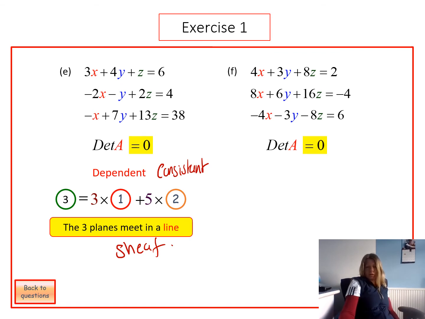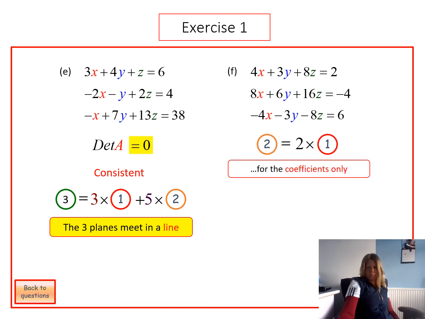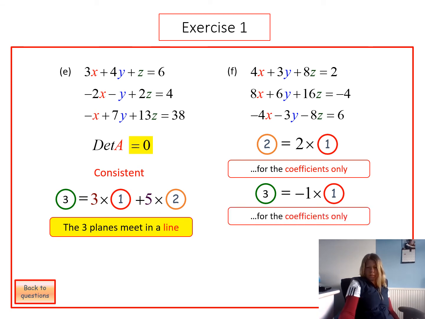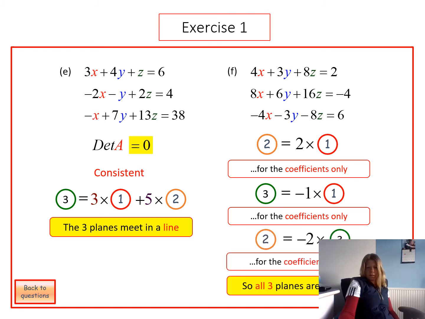This one, determinant was 0. Ooh, what's going on? If you look, equation 2 is a multiple of equation 1, and equation 3 is a multiple of equation 1. So they're all 3 parallel. All 3 of the planes were parallel, so you didn't need to go any further.